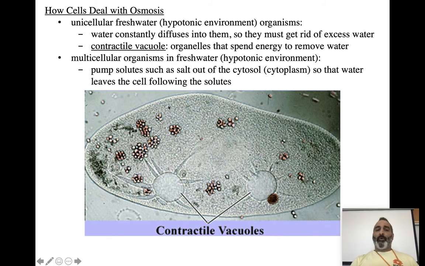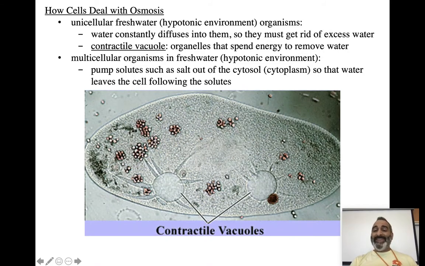Now, multicellular organisms in freshwater, like for example, a fish in freshwater. Well, what happens to a fish in freshwater? Same thing. A fish in freshwater is in a hypotonic environment. Water is constantly moving into it because there's more water on the outside. Water is moving into it.